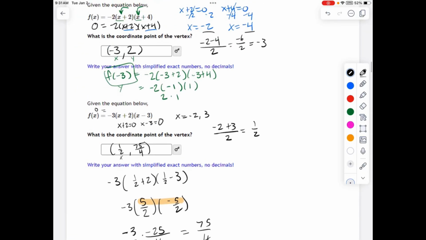Not too bad. Find your x values, add them, divide by 2. There's no other shortcut, there's nothing else to do, but it's already factored, so it's a lot easier to find those x values.